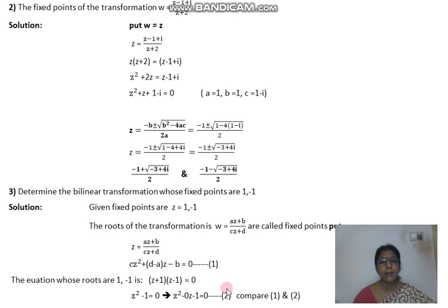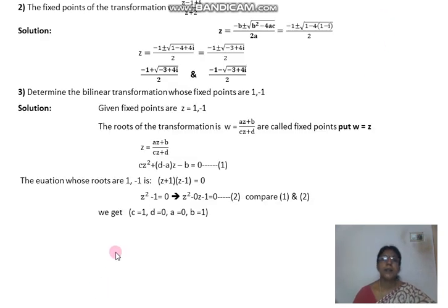So compare these two equations. What do you get? Equation 1 is a quadratic equation whose roots are the fixed points 1 and minus 1. Equation 2 is also a quadratic equation whose roots are 1 and minus 1. So both 1 and 2 represent the same equation with roots 1 and minus 1. So the two equations are same. Compare these equations 1 and 2.